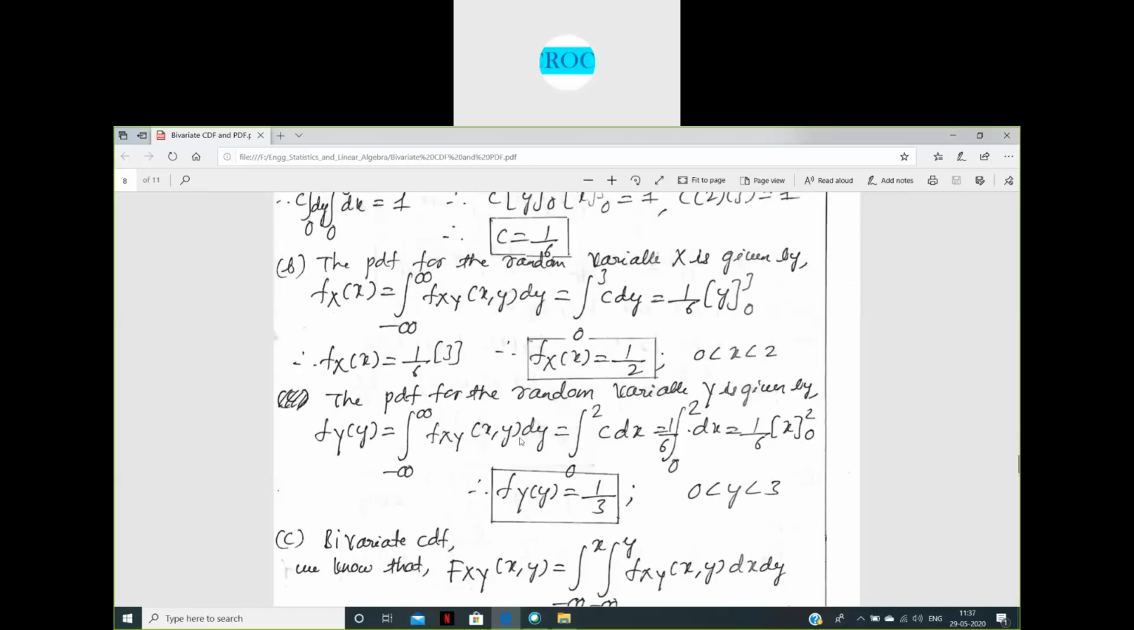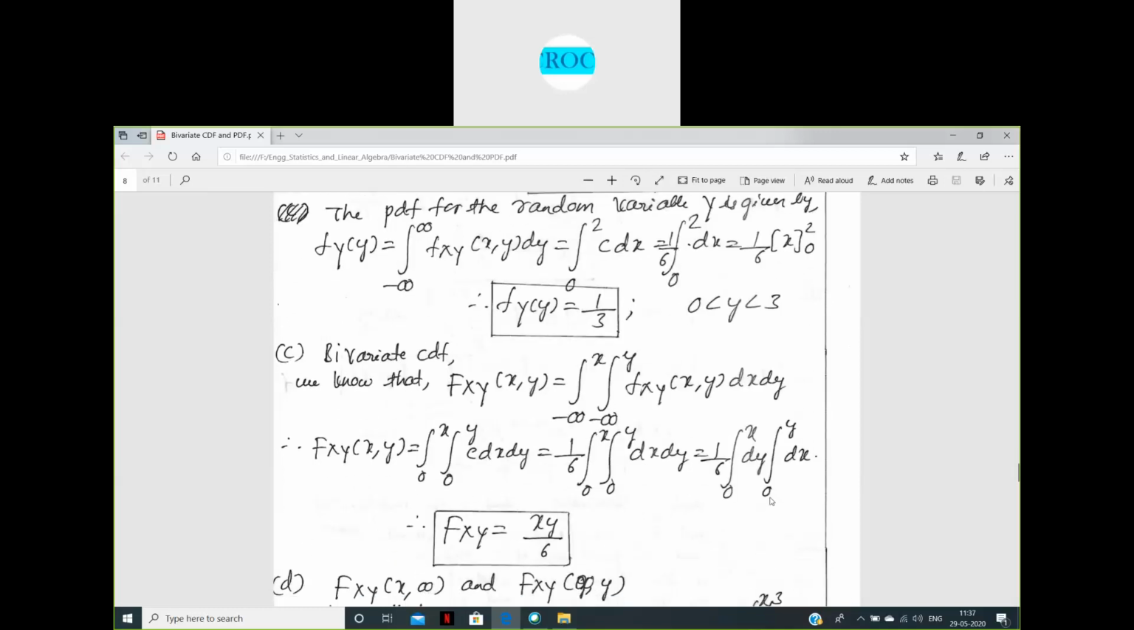If you see here, this one you make it as dx because it is f of y. This is dx. 1 by 6 integration 0 to 2 dx, which is equal to 1 by 6, the limits 2 to 0. 2 by 6 will be 1 by 3. Therefore, the PDF for the random variable y is equal to 1 by 3 for y less than 3.